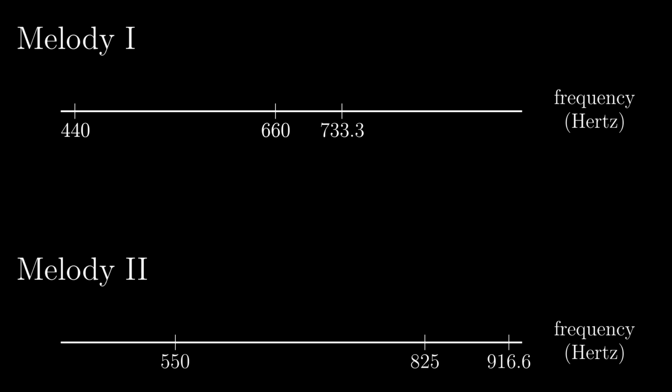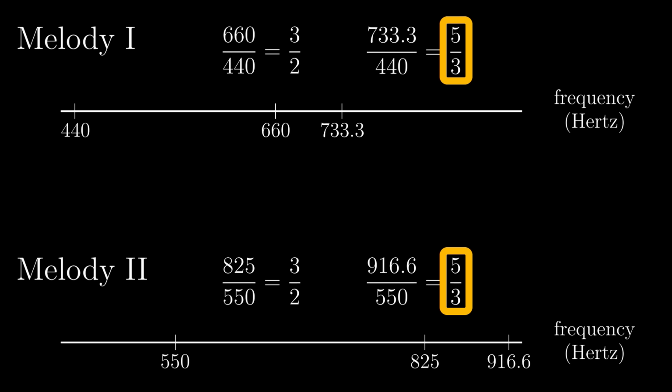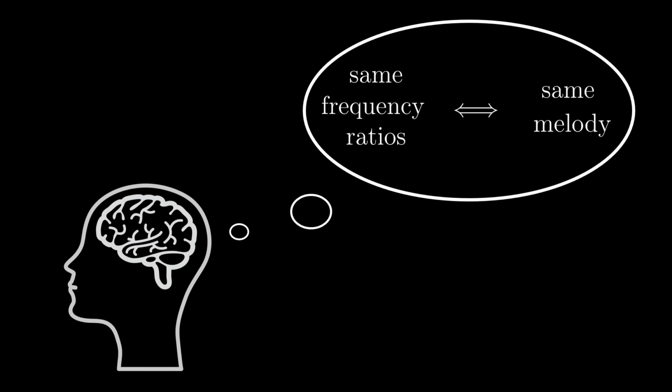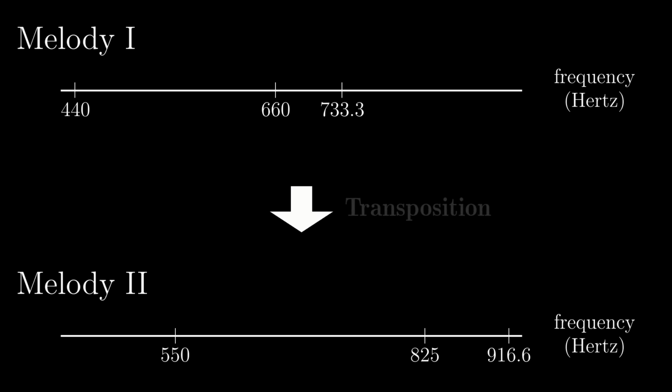In melody 1, the frequency ratio between the second tone and the first is 3:2, and the ratio between the third tone and the first is 5:3. In melody 2, the frequencies are different, but the ratios are the same, 3:2 and 5:3. It turns out that our brains perceive two such melodies, which have the same ratios between their note frequencies, as essentially the same melody. And the act of changing all the frequencies of a melody by the same factor so that the ratios stay the same, like changing melody 1 to melody 2, is called transposition from one key to another. And transposition is extremely important in music.